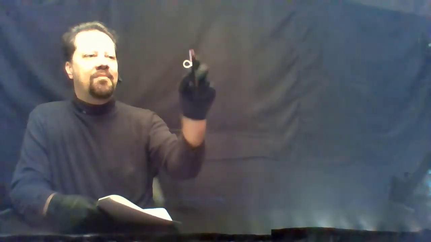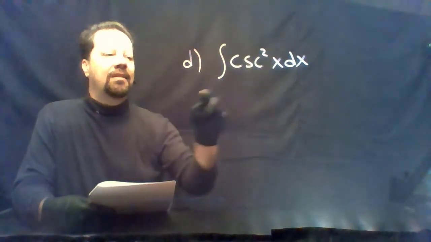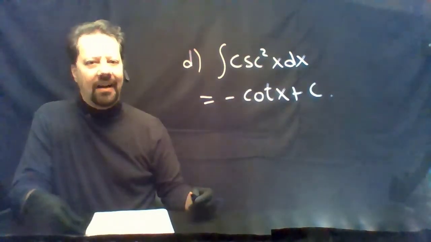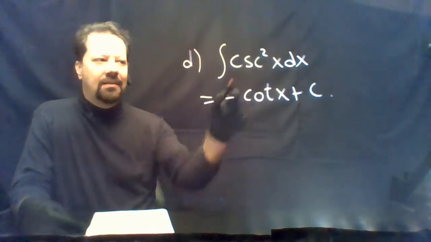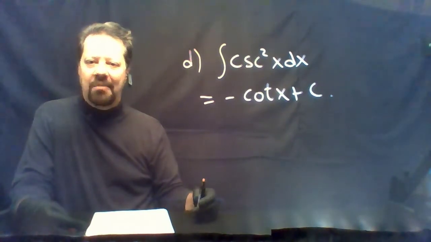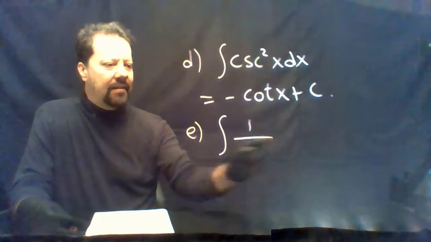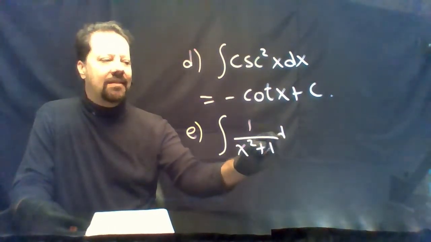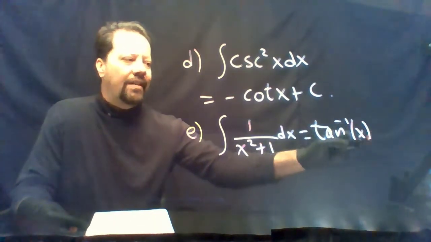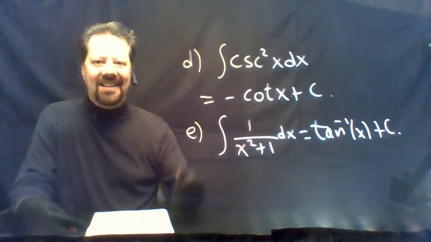On part D, I have the integral of cosecant squared x dx. This is minus cotangent of x plus c. I could give you any one or all of the derivatives of the trig functions, and you need to find then how to backtrack those. And finally, the integral of 1 over x squared plus 1 dx, which is arctan of x plus c. That's the one I want you to know.